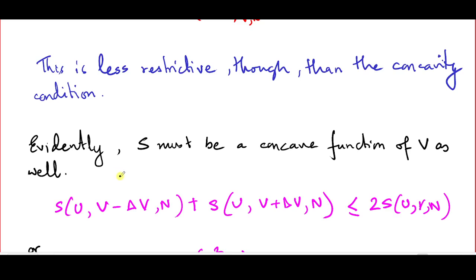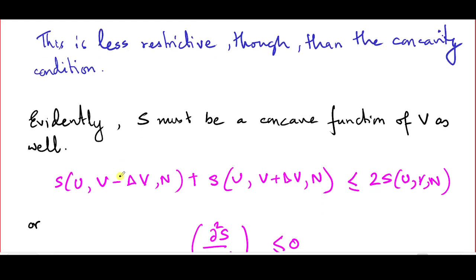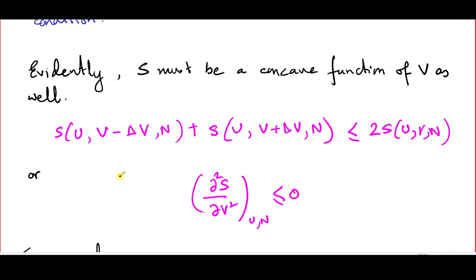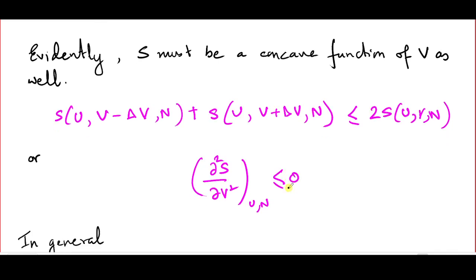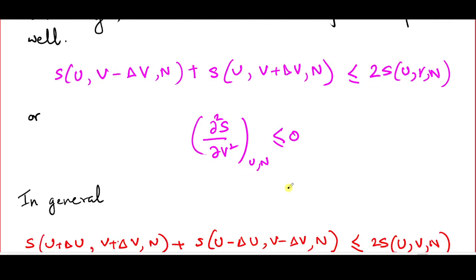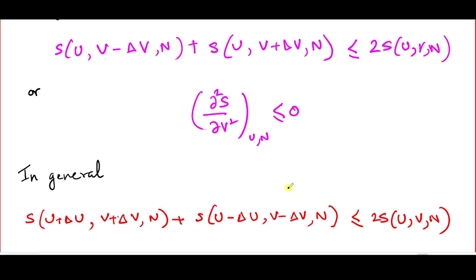Once again, the infinitesimal version of this in the limit delta V goes to 0 is given by del 2 S del V 2 at fixed U and N being less than or equal to 0. We, of course, have another similar relationship for N. Now, in general, although we are keeping N fixed, you are allowing both U and V to vary, you should have the following: S of U plus delta U, comma V plus delta V, comma N, added to S of U minus delta U, V minus delta V, comma N. This must be less than or equal to twice S of U, V, N.